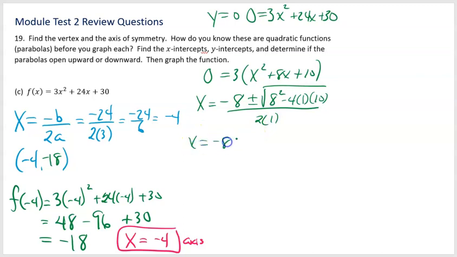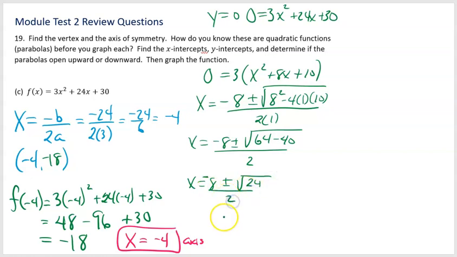Let's keep going. That's negative 8 plus or minus the square root of 8 squared is 64 minus 40, and that's all over 2. So that's negative 8, don't let me lose that negative, plus or minus the square root of 24 over 2. Now keep in mind, I've got to graph this. So I can continue on with finding exact values, but it sure would help to graph if I knew the decimal version of this. So I'm just going to find out what the decimal version of negative 8 minus the square root of 24 over 2 is, and also what is negative 8 plus the square root of 24 over 2.